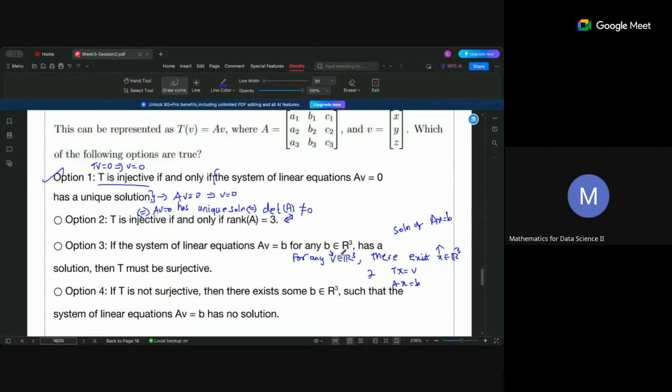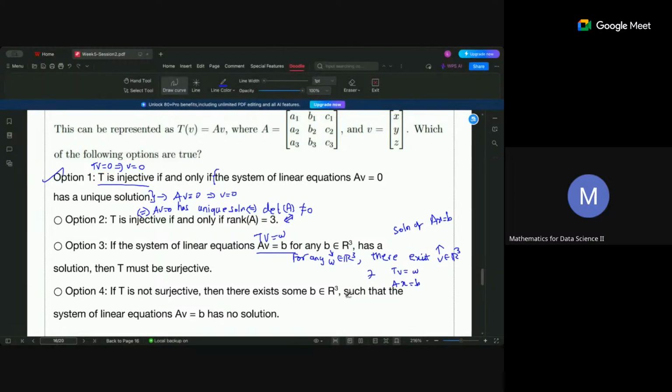So every element in the codomain has a pre-image. The same thing is written in terms of the system of linear equations AV equal to B. So AV equal to B is some other version of TV equal to W. Is that clear? Maybe I will use the same W and everything so that you don't have any confusion. So TV, this is W, this is V. So TV equal to W. Clear? Yes or no? Yes, ma'am.